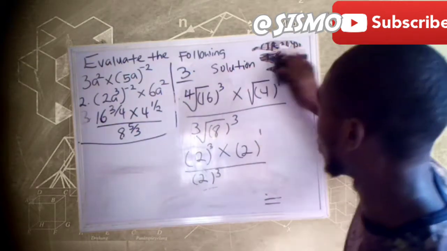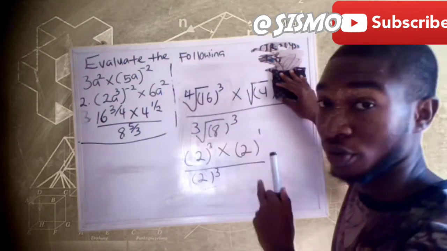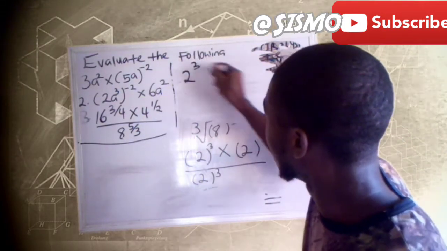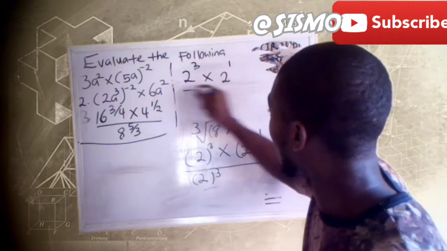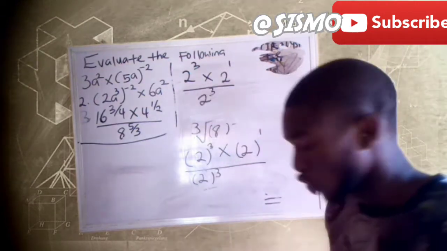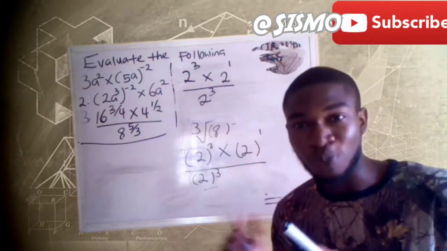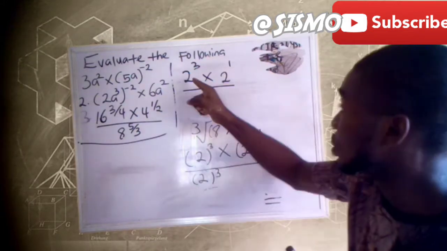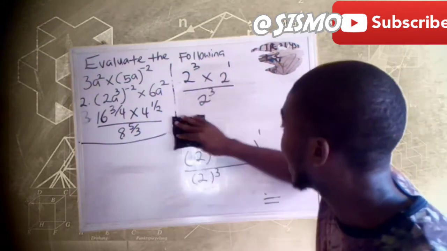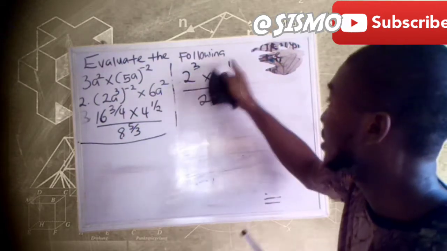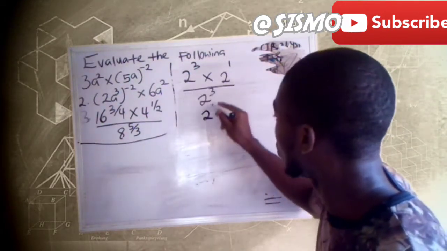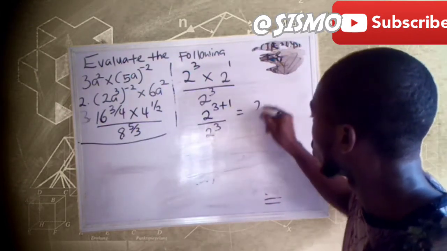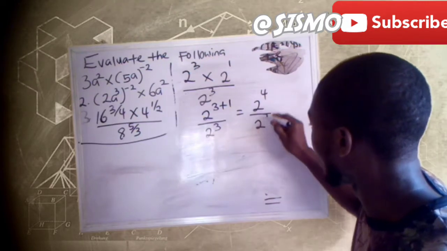Let's wipe this off. I believe we've taken note of that. So we now have 2 to the power of 3 multiplied by 2 to the power of 1, all over 2 to the power of 3. We can go straight up to solve this, but for the sake of those that have not watched the former video, let's just take it bit by bit. So this is 2 raised to the power 3 and 2 raised to the power 1. We can apply the multiplication law first, since their bases are the same. So we now have 2 to the power 3 plus 1, all over 2 raised to the power 3. So this will give us 2 raised to the power 4 over 2 raised to the power 3.